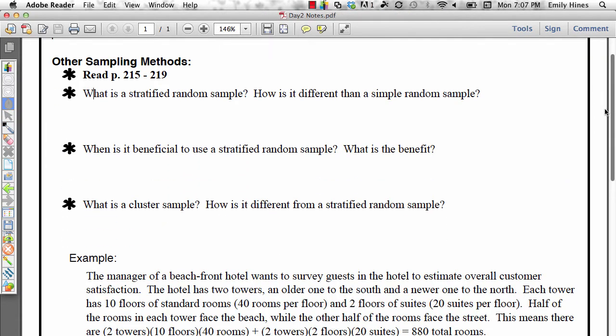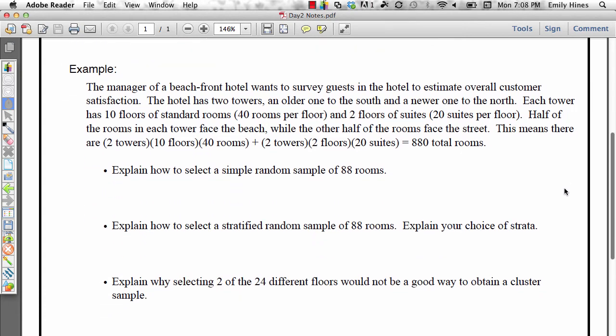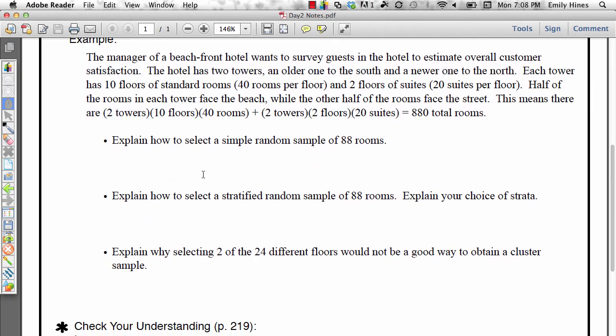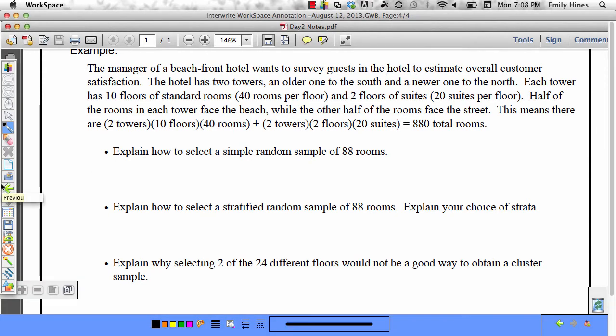Okay, so let's look at an example. The manager of this beachfront hotel wants to survey guests in the hotel to estimate their customer satisfaction. There are all these different rooms. They have 2 towers. The south one is older. The north one is newer. Each tower has 10 floors of standard rooms, with 40 rooms per floor, and 2 floors of suites. Half of the rooms face the beach. The other half face the street, which means that there are 880 total rooms.